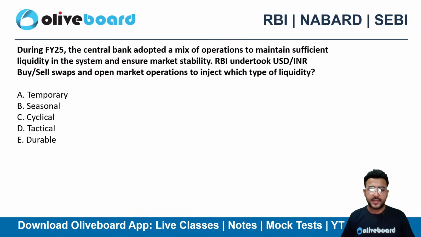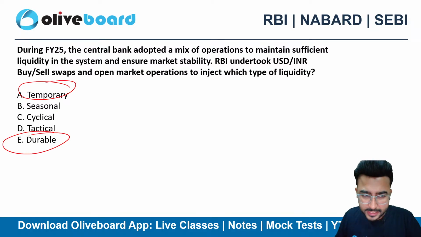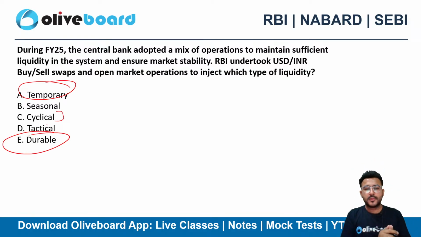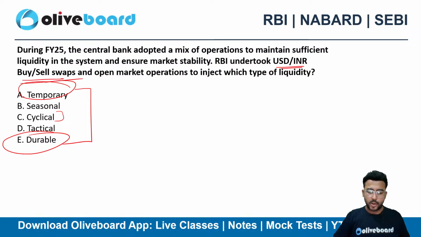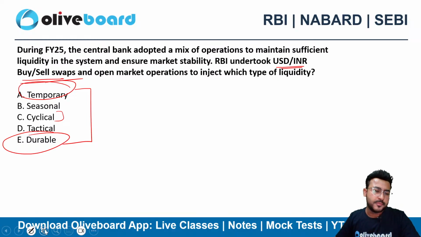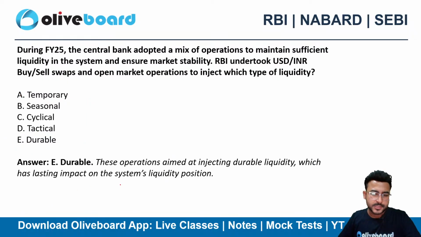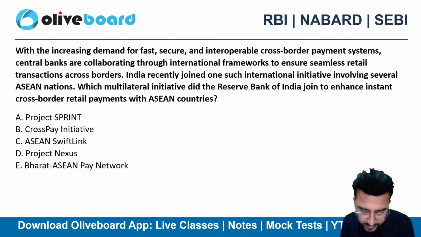Okay, so there can definitely be confusion between option A and option E, right? Cyclical can also seem right, definitely, but the major confusion will be between temporary and durable. And guys, if you remember, these USD INR swaps were long term in nature, right? Majority of them were of big amounts and long term in nature. So definitely that was durable liquidity. Okay, and recently also RBI has slashed CRR in the recent monetary policy meeting to inject durable liquidity, right?